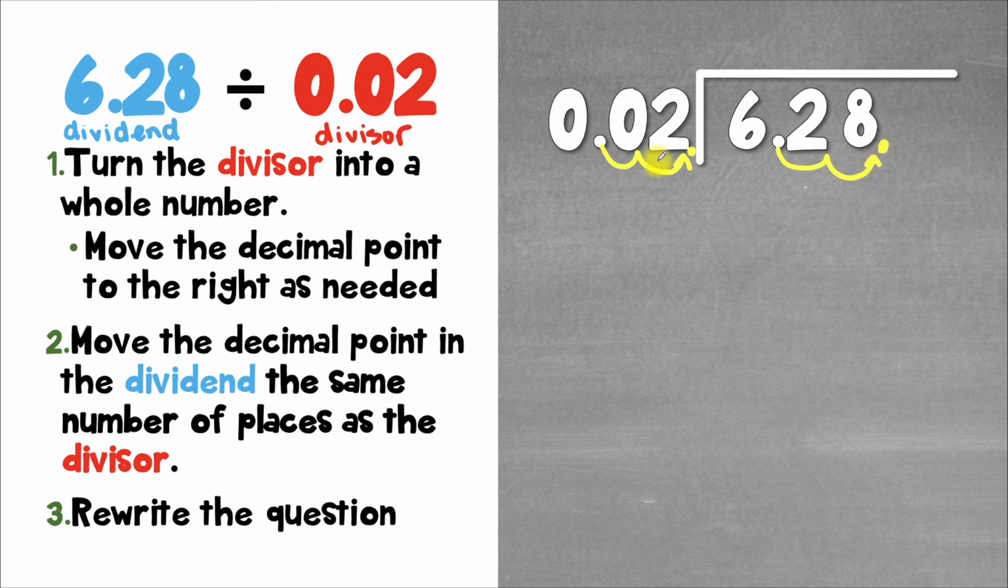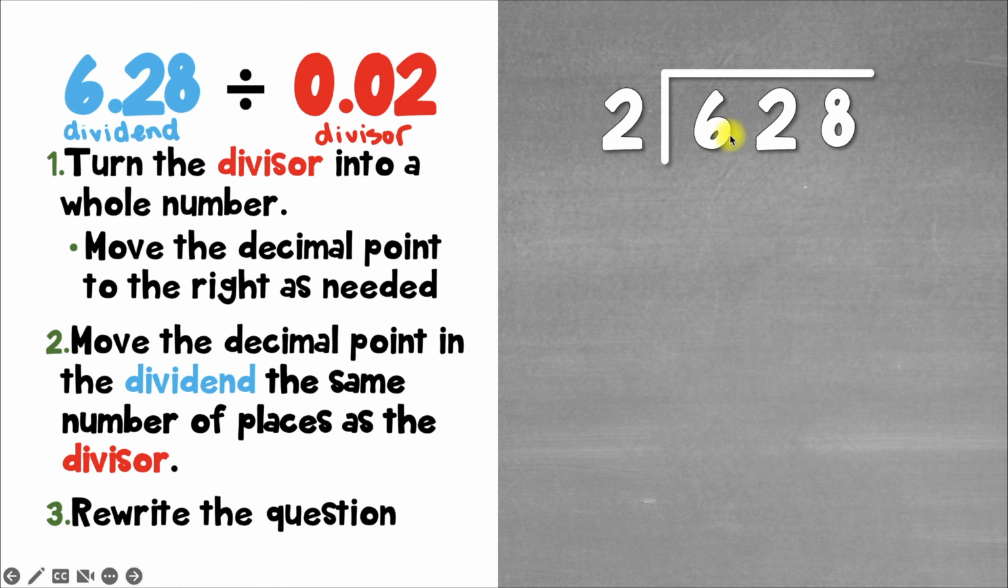And because there's a lot of moving and arrows and a lot of work here, I like to use step 3, which is just to rewrite the question. So this is no longer 0.02, it's just 2. And this isn't 6.28 anymore, it's just 628. So this is our new problem, and that's not too bad. So let's rewrite this higher up so we have more space to do our work.